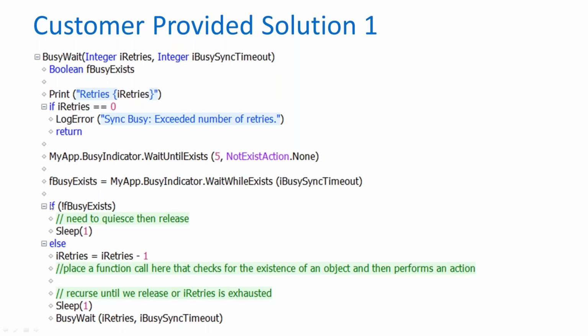But if it doesn't exist, then he's going to try again. He's going to decrease his retries, and then see, it's recursive. He calls busy wait again. So it enters it again, and again, he's looking for the indicator. So his is a little fancier than mine. It's recursive, but it does something very similar, but I like it.